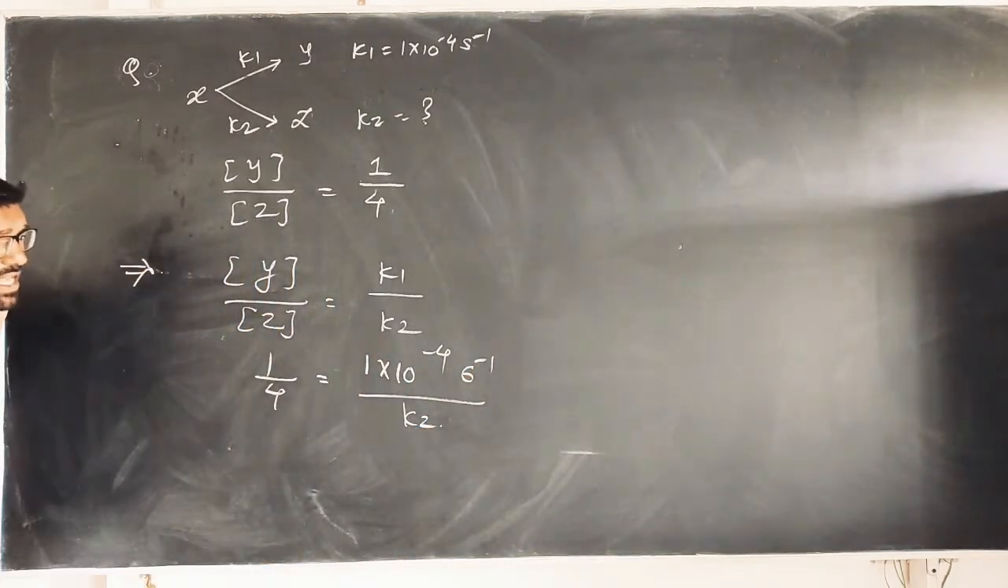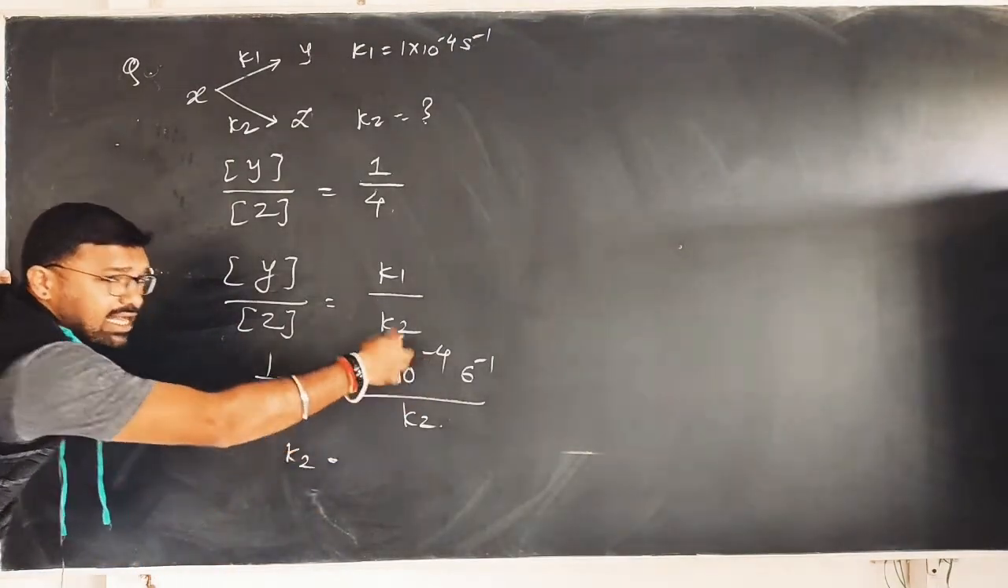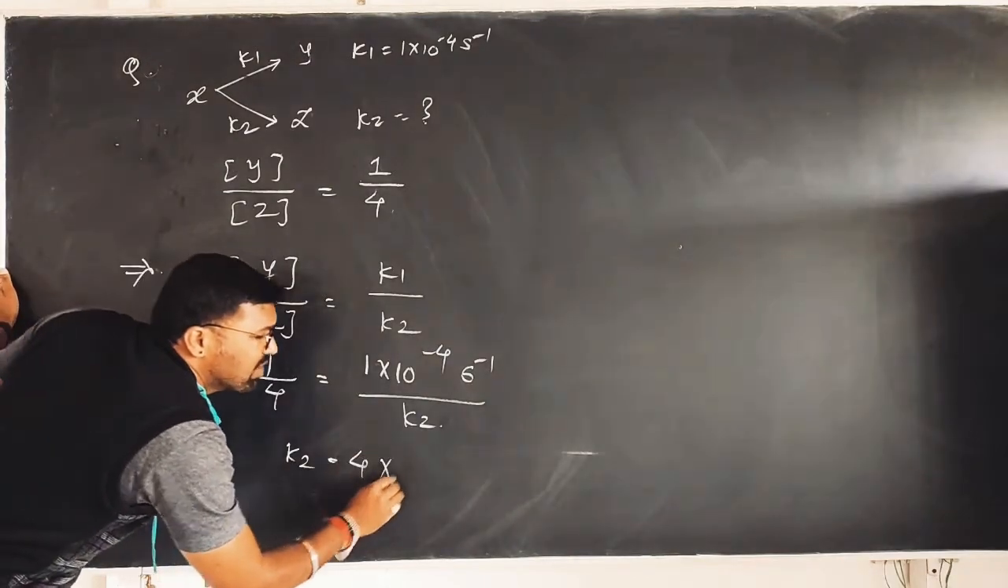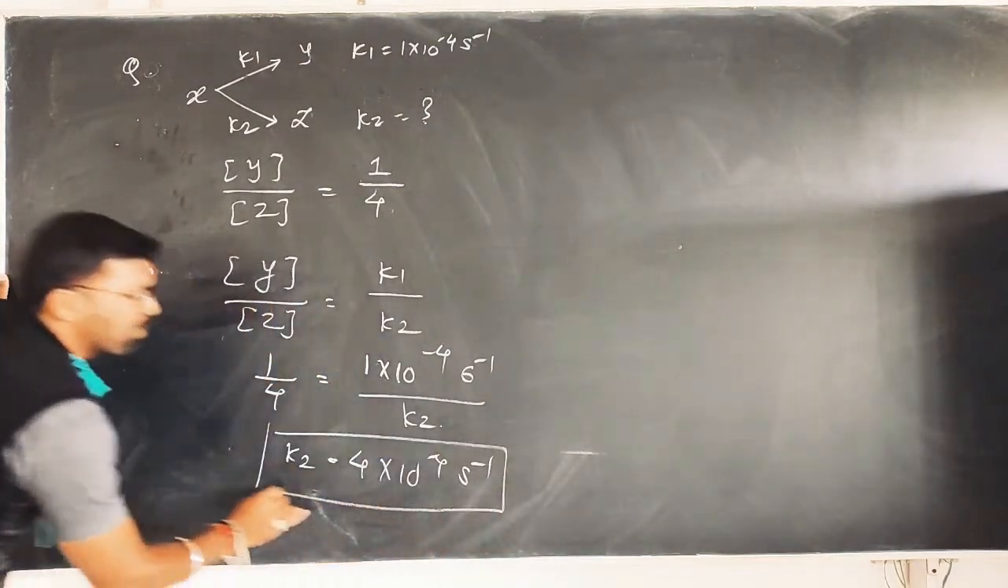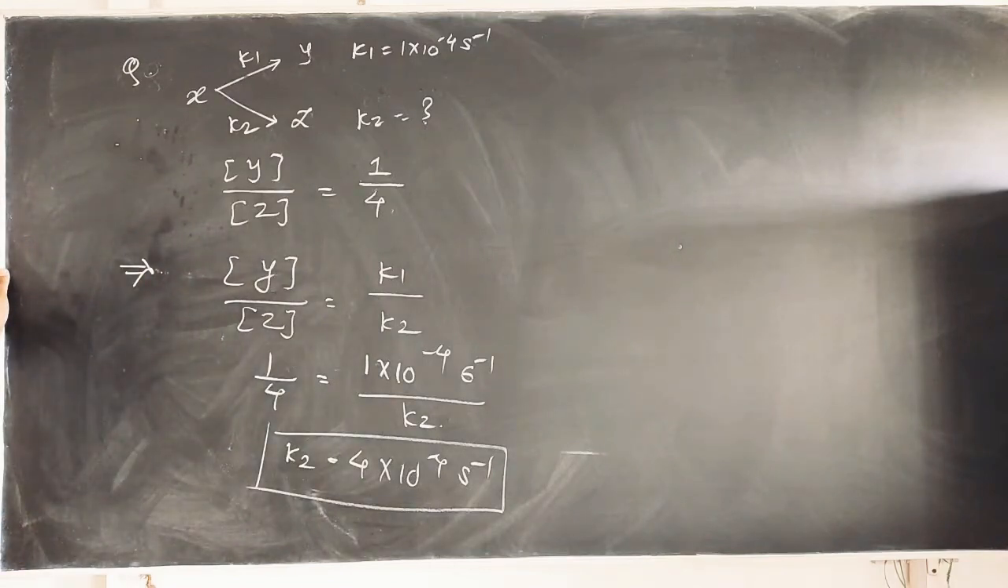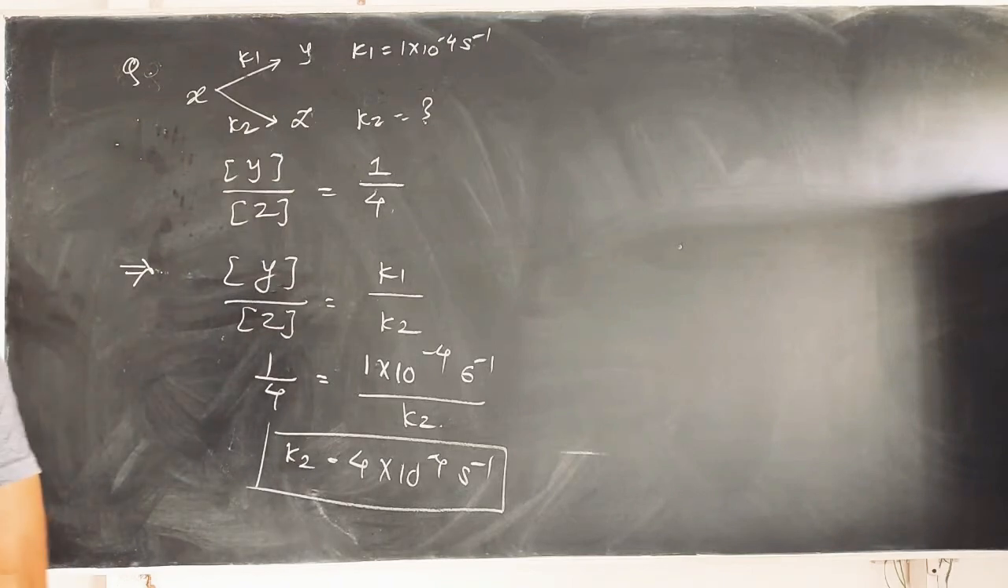By cross multiplication, we get K2 into 1 is equal to 4 into 10 raised to minus 4, which is equal to 4 into 10 raised to minus 4 per second. This is the answer for the numerical. The rate constant K2 is equal to this.